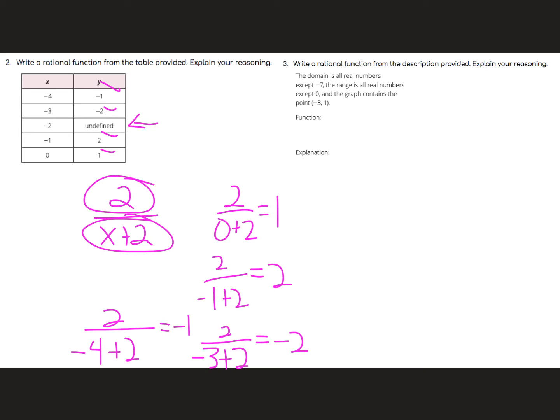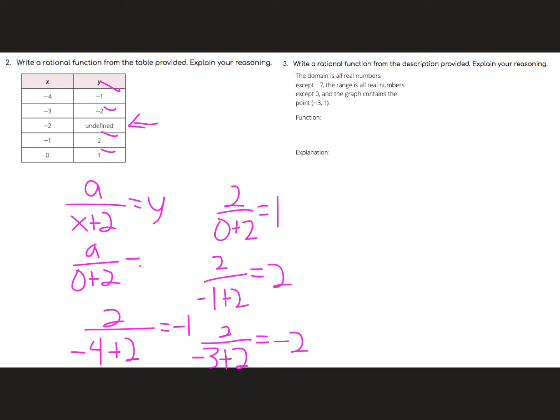Another way I guess you could conceptualize this is if you wrote it as a over x plus 2 equals y, and then suppose you plug in 0 for x and 1 for y. If you solve that for a, you'll get 2. So 2 over x plus 2 is going to be my equation.